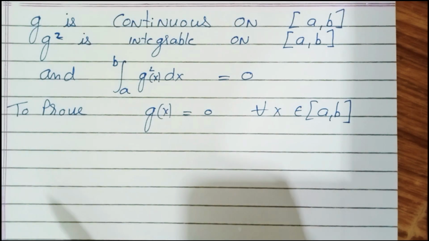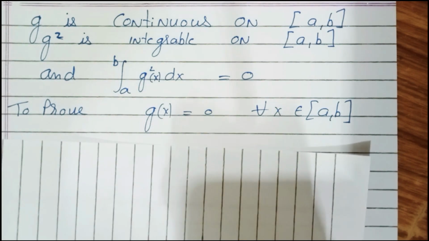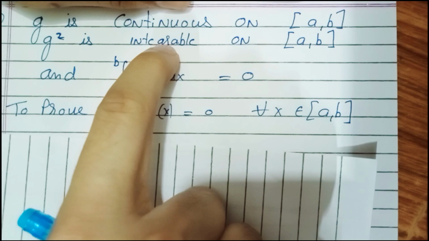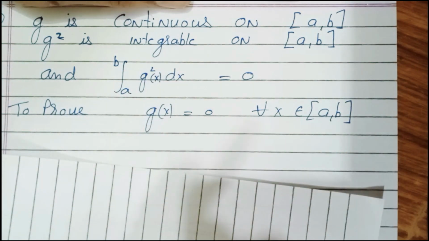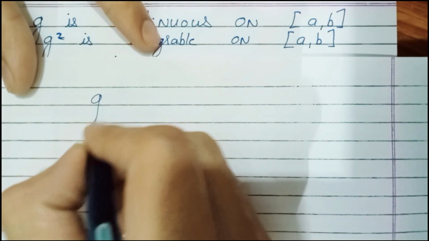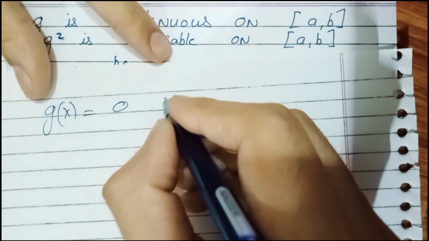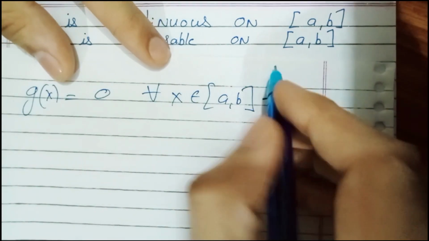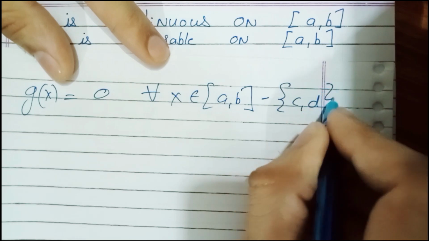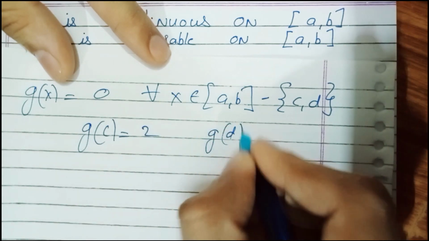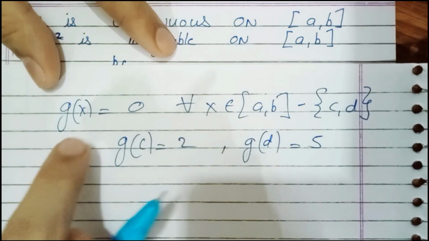You know why? Because suppose g is not continuous, then I can construct a function which satisfies this property but is not identically equal to 0 in this interval, and it's not very hard to construct such a function. I'll give you one example. You can define g(x) to be equal to 0 for all x belonging to a to b except at points c and d, and at c you can give it any value, say 2, and at d you can also give it any value, say 5.